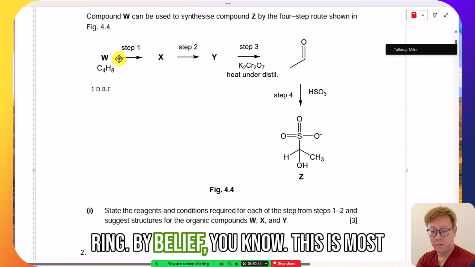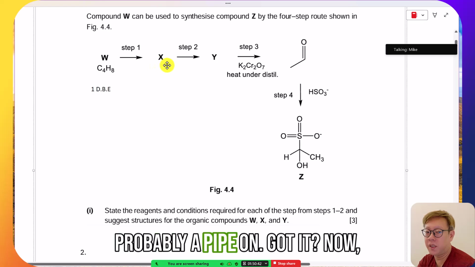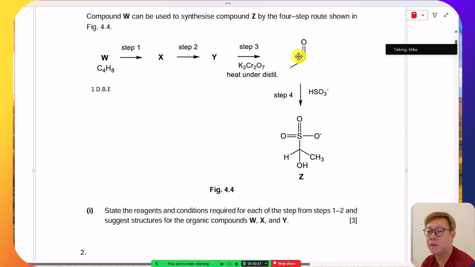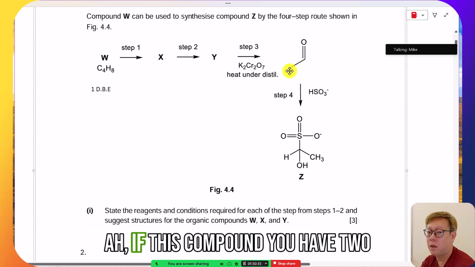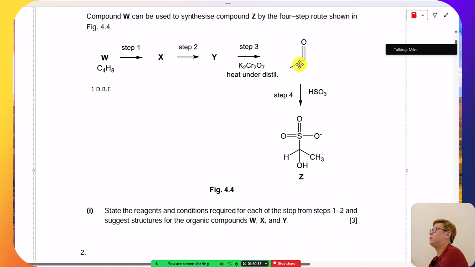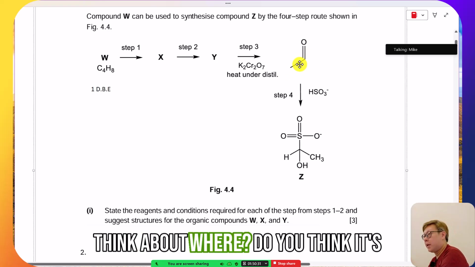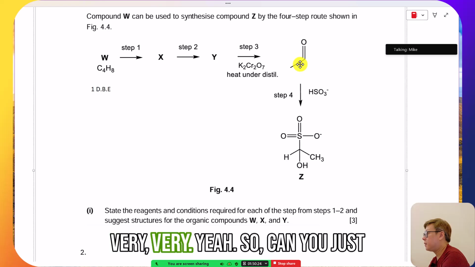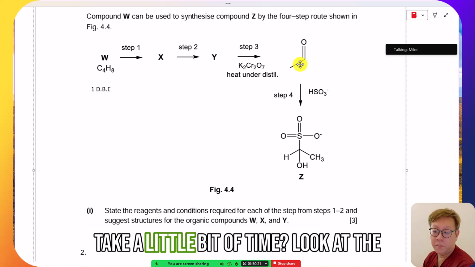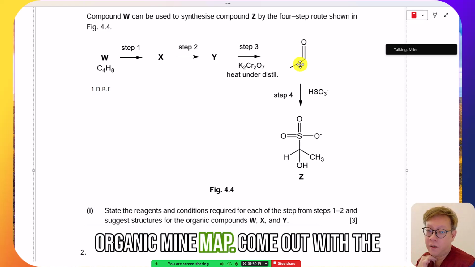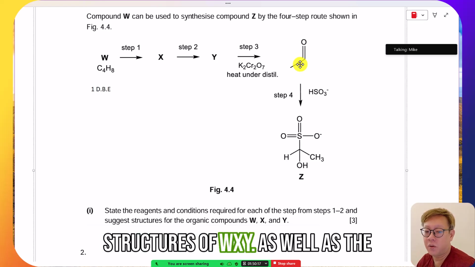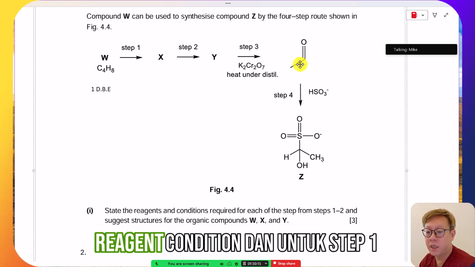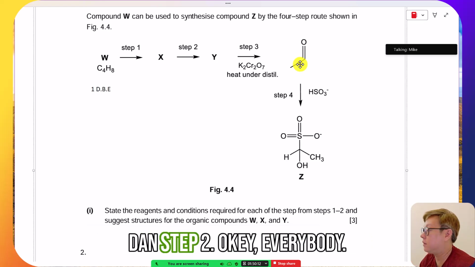Okay, so since you have 1 DBE, most probably you have a pi bond or a ring. But I believe you know this is most probably a pi bond. Got it? Now, notice this compound has how many carbons? If this compound only has 2 carbons, think about where you think the double bond is. Understand already? Clear, everybody? So can you all just take a little bit of time, look at the organic mind map, come out with the structures of W, X, Y, as well as the reagent and condition for step 1 and step 2.